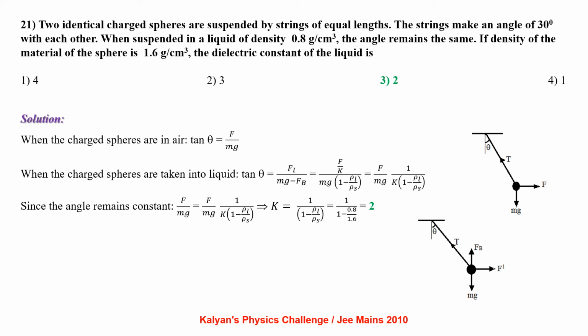Since the angle remains the same, tan theta in both cases is the same, so you can equate the RHS. We can write F by mg equals F by mg times 1 minus rho liquid by rho solid. Upon simplification, we get K equal to 2.